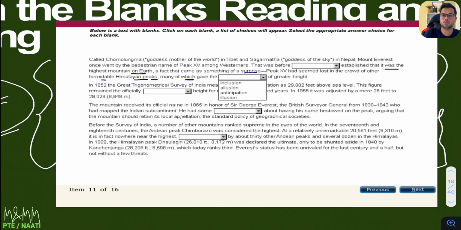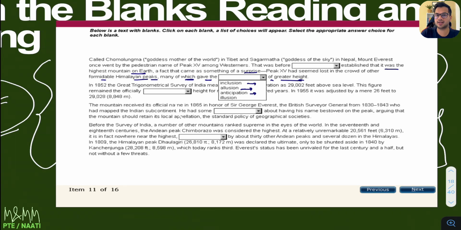Many of which means mountains, many of those mountains gave the dash of greater height. So those mountains gave something of the greater height. Inclusion means being included. Including of greater height doesn't make any sense. Allusion means reference. So referencing of greater height. We always reference something to. This was a reference to him. This was a reference to that. Allusion of is grammatically wrong.